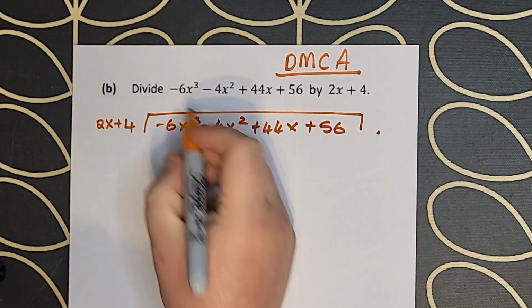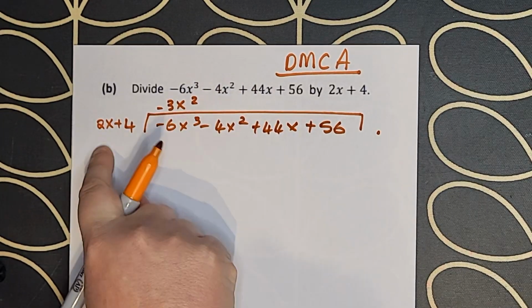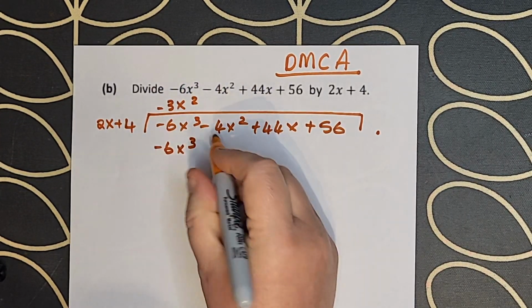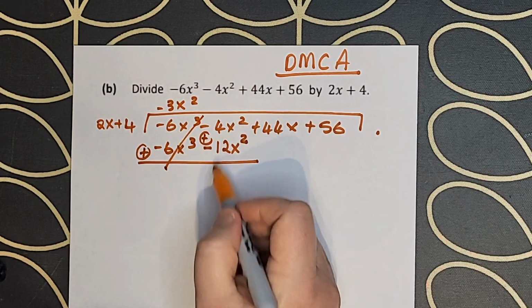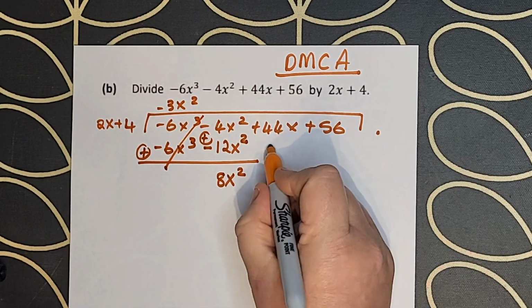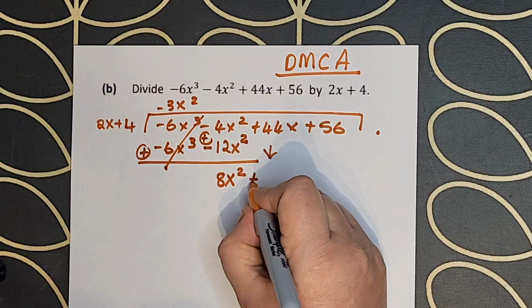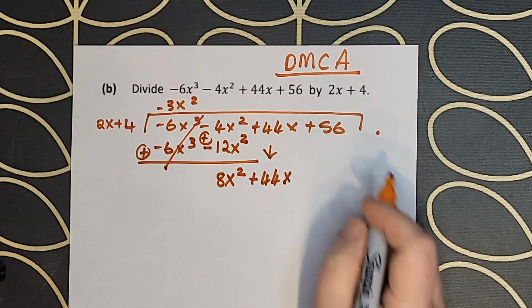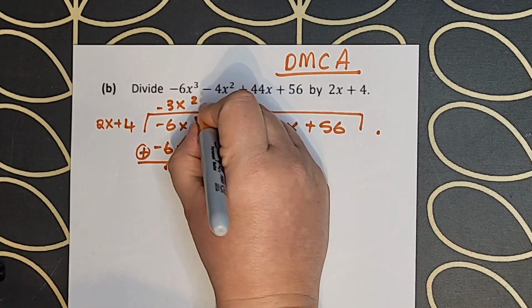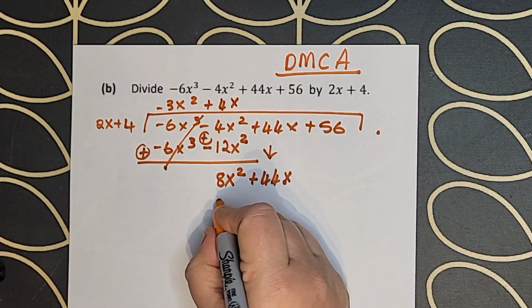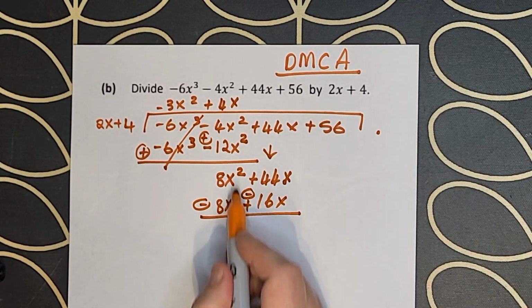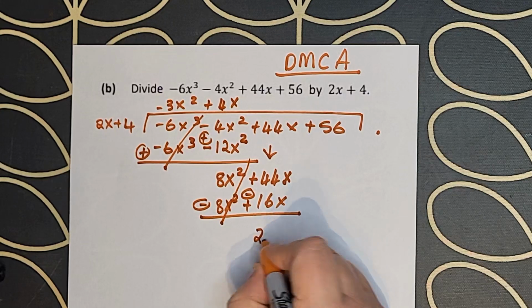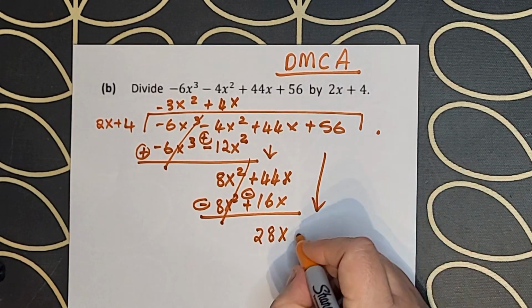Again, if you need some extra advice on long division, I do have a lovely printable that I will link below to help you through every single step of this. So I take one step at a time. I divide my 2x into -6x cubed. I get -3x squared. I multiply by the number I've just written down and I end up getting -6x cubed again. And then I multiply it by the +4 and I get -12x squared.